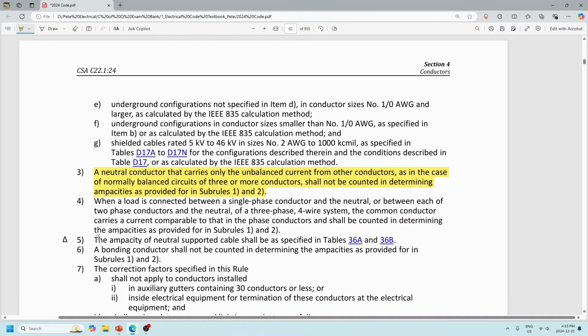It's not carrying the full current that the current carrying conductors are. Okay, if you're looking at a 3-phase 120/208 installation or a 347/600 install, the neutral in that Y is only carrying the unbalanced load.